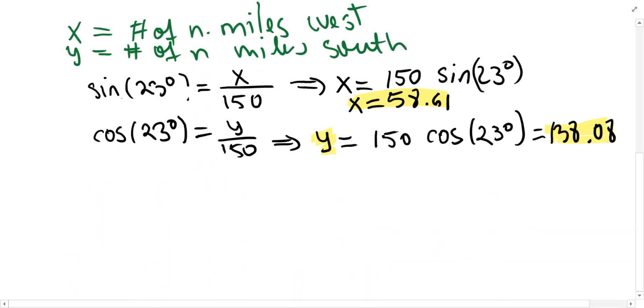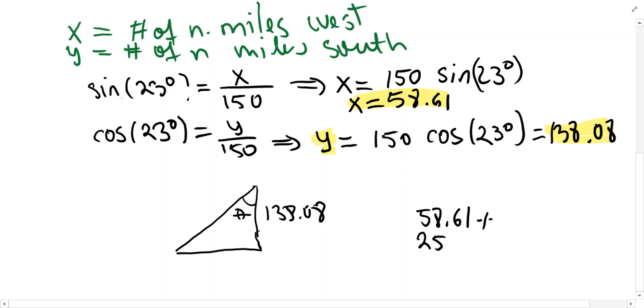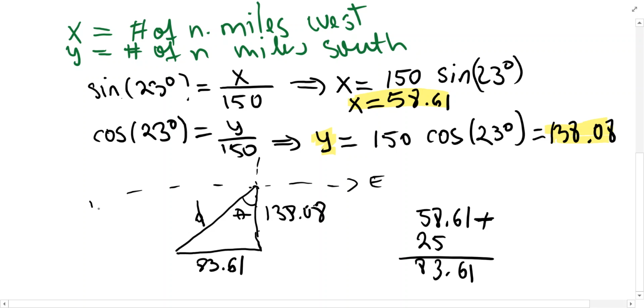So let's draw this again. This is the big right triangle, and this is theta. This one is my y, which was 138.08. And this side is going to be 58.61 plus an additional 25 knots that it travels in that extra hour. So it will be 83.61. Then I need to find this distance. So this is east, west, north, south, and I need to find d and theta.